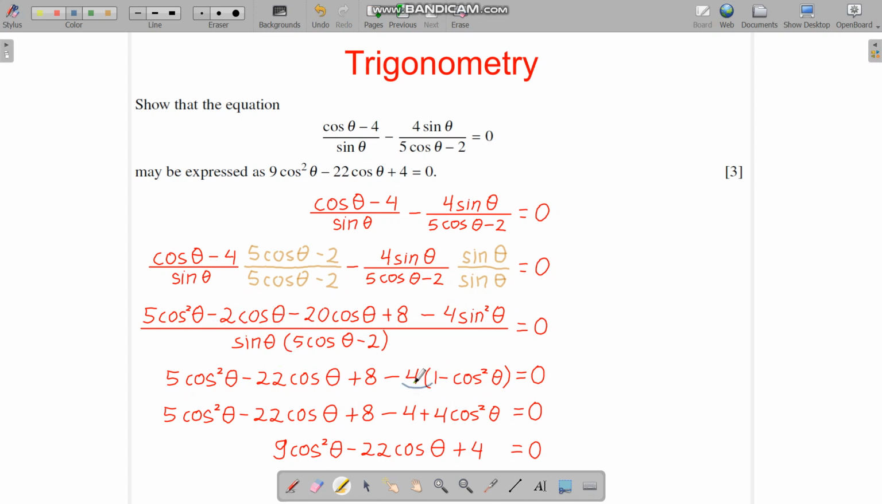And when we expand, minus 4 times 1 we get minus 4, minus 4 times minus cos we get plus 4 cos, and 4 plus 5 is 9. 8 minus 4 is 4. So we get what we need to prove.